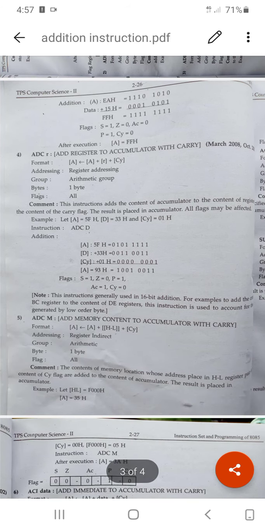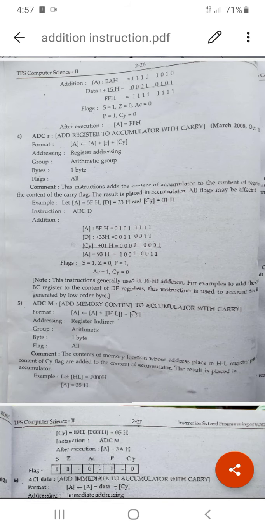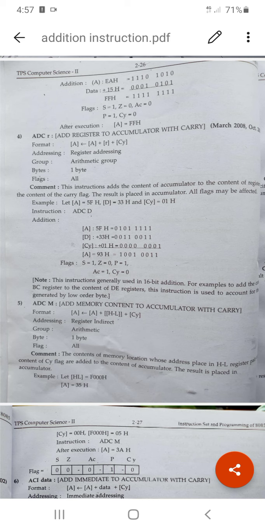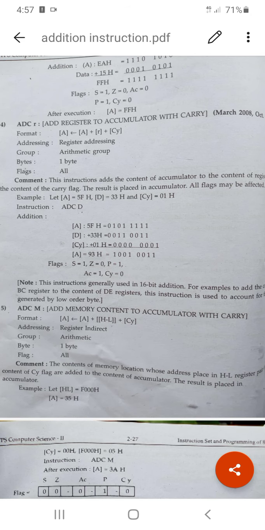After this ADI, we are seeing similar 3 instructions. First is ADC R. ADC means we are considering the previous carry. That is, if we already did some addition instruction and again we are performing addition considering the previous carry, then we use the ADC type instructions. In ADC R we are adding register data to the accumulator considering the previous carry flag. If the carry flag is set, then it is added to the accumulator answer, and if the carry flag is not set, then there is no need of adding that carry to the accumulator answer.